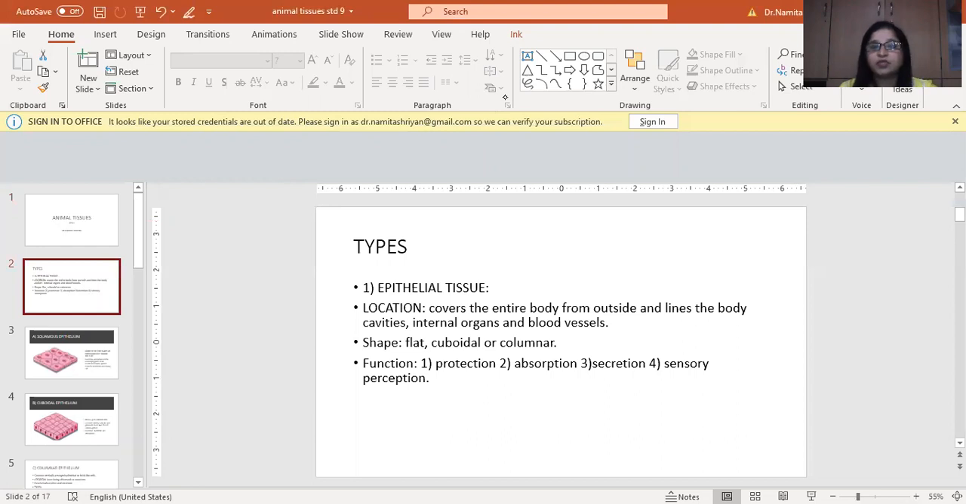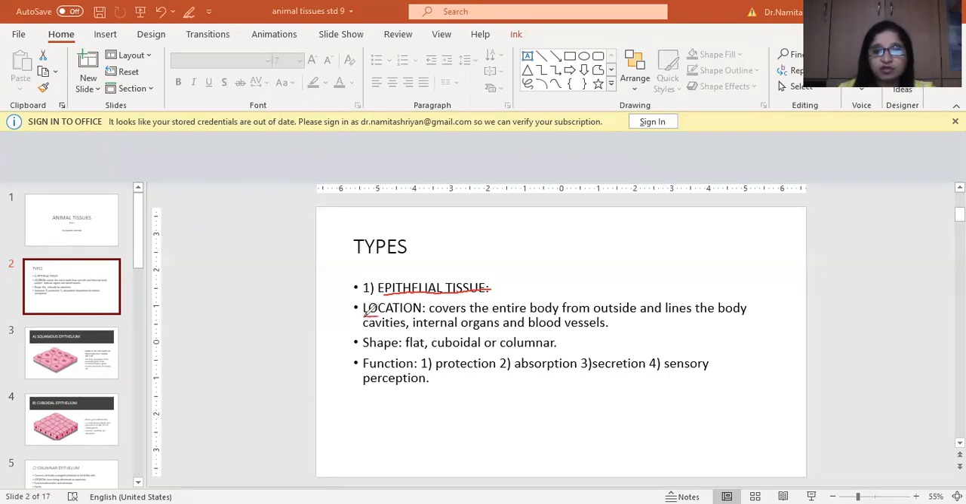The first type which you're going to learn today is the epithelial tissue. All right. So when we talk of an epithelial tissue, just remember every tissue that we study, we will generally study it with respect to location, shape, or any specific characteristic of a particular tissue or the cells that make up the tissue, and its function. So that makes it very easy to study every tissue and it is easy to remember them too. So let's talk about the epithelial tissue, the first type of animal tissue.